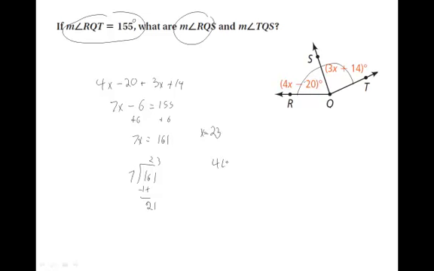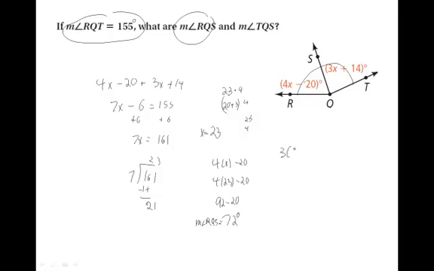So 4x minus 20, well, instead of x, I'm going to put 23. So that's going to be 23 times 4. And really, if you want to do some mental math, my little distributive property, this is how I do this mentally. I think of it as 20 plus 3 times 4, so that's 80, that's 12, so it's 92 minus 20, which is 72. Now that's the measurement of angle RQS: 72 degrees.